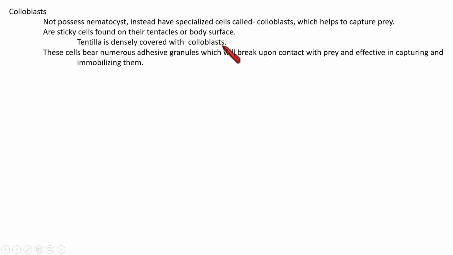And that adhesive granules are present inside the coloblast. So coloblasts, I told you, are certain sticky cells found on the tentacles and tentilla. Inside those cells are some adhesive granules. And what happens to these granules? These granules will break whenever that coloblast comes in contact with some prey. And because of that, it helps that tentacle or that organism to capture its prey so effectively.